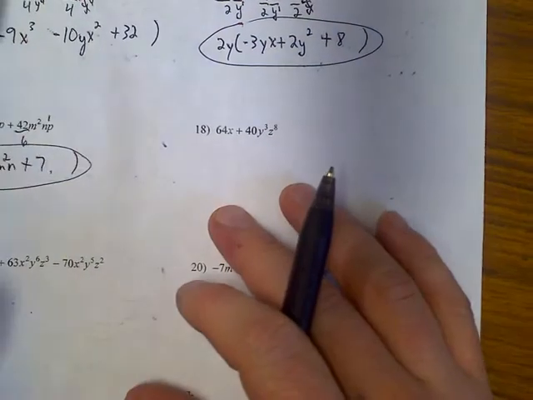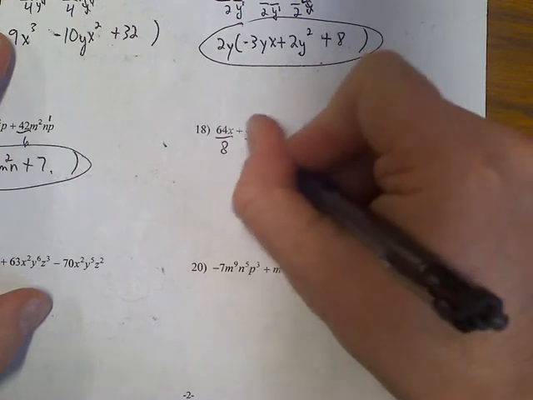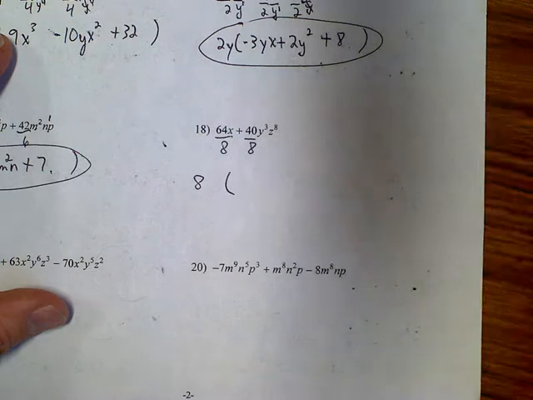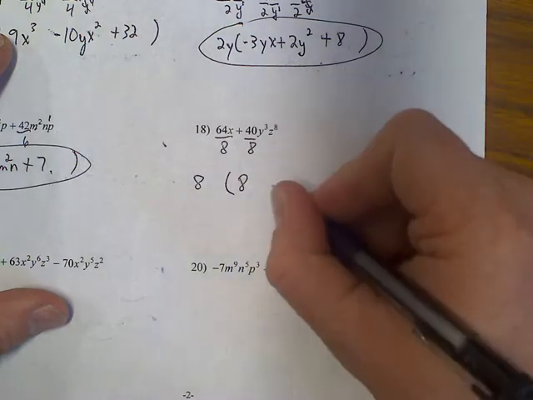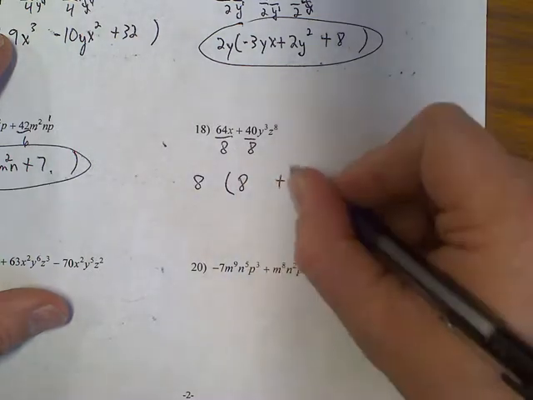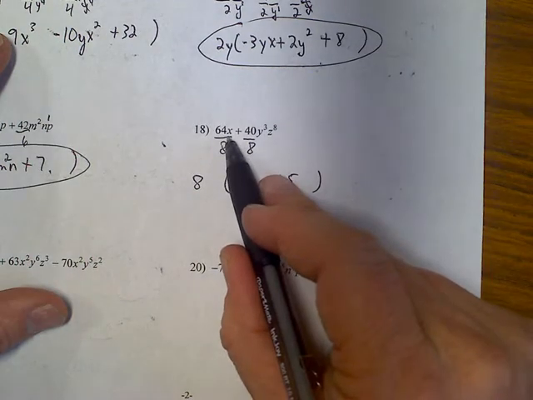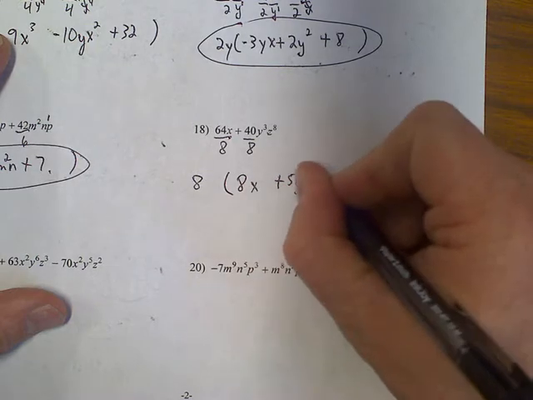Number 18. 8 would be the largest that I could see, so I could take an 8 out. That would leave me with 8 and 5. I can't take an x out, and I can't take any variables out. They have nothing in common.